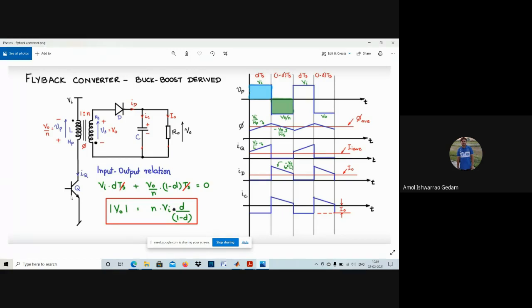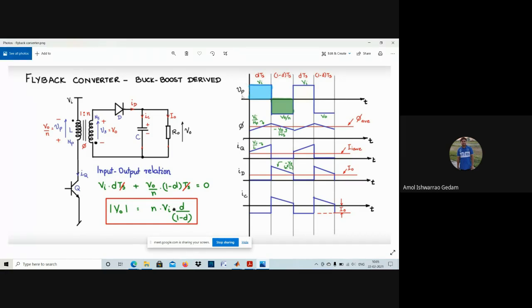So when this switch is on, first you see this polarity, the upper dot terminal, this dot and this dot. If this first dot is positive, then this side dot will be positive. So when the switch is on, current will flow in this direction, so this terminal will be positive. If this is positive, this diode will be reverse biased, so the secondary will not conduct, so only the primary will charge.